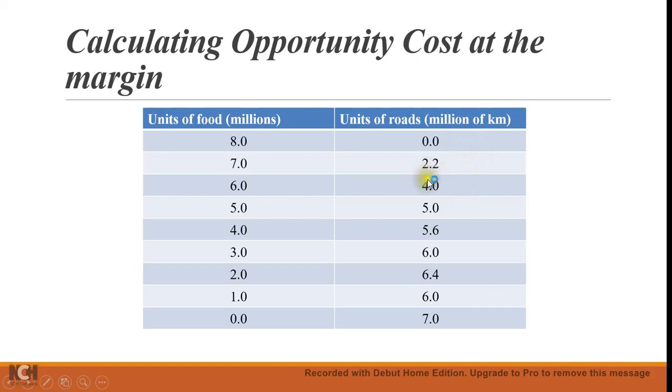But you realize that at the same 4 units of road, we are producing 6 units of food. It means that we've moved from 8 to 6. We have lost 2 units of food if we want to produce 4 units of road. You understand? So the loss in food is 2, and the gain in road is 4. So that's what I've done here practically.